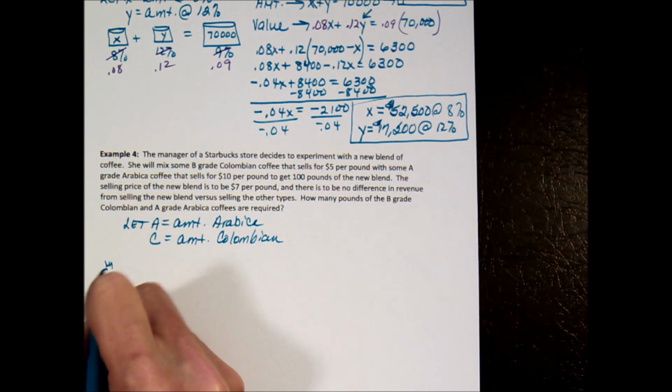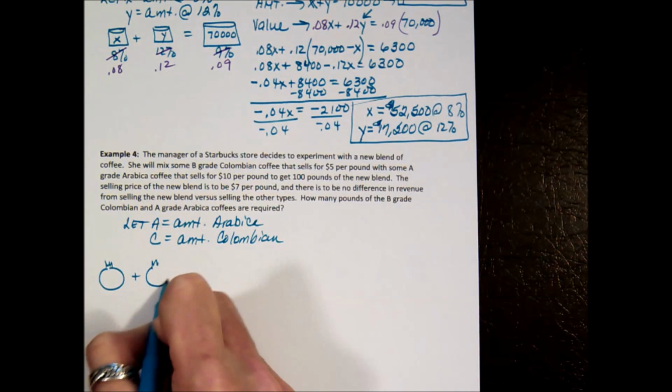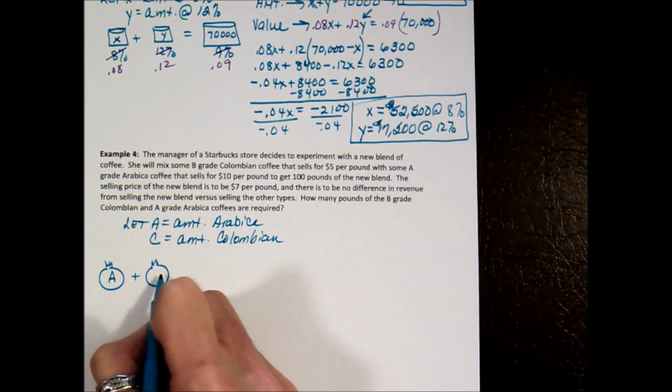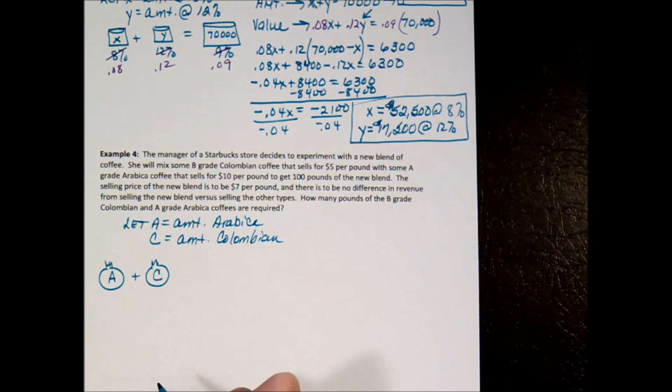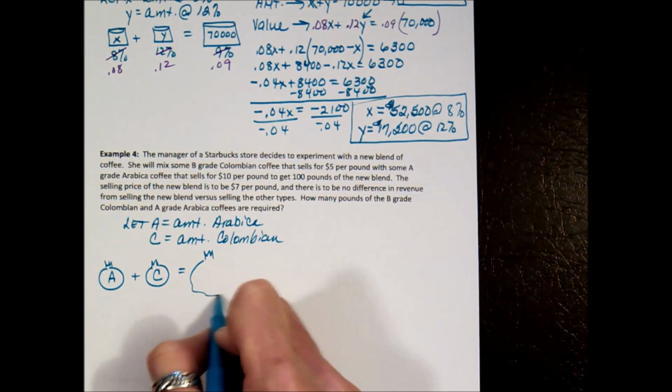Now I'm going to draw a little picture. Pardon the artwork. Those are bags of coffee. So she's got two different kinds. She's got the Arabica and the Colombian. Those are amounts, so they go in the bag. And all together, she's going to get a big bag of coffee.